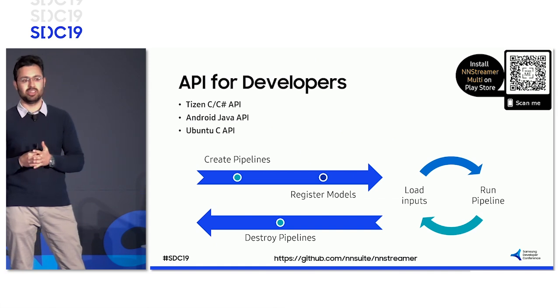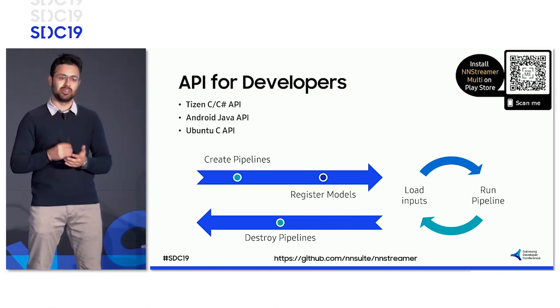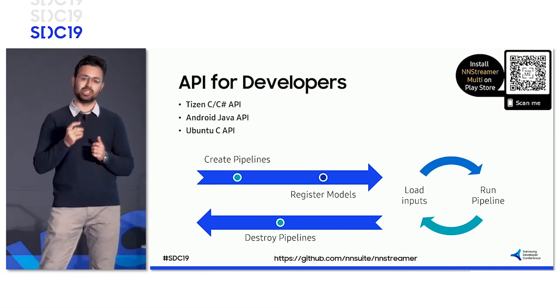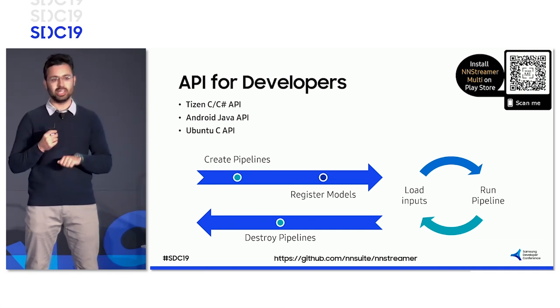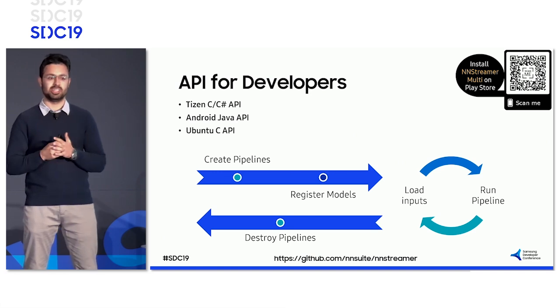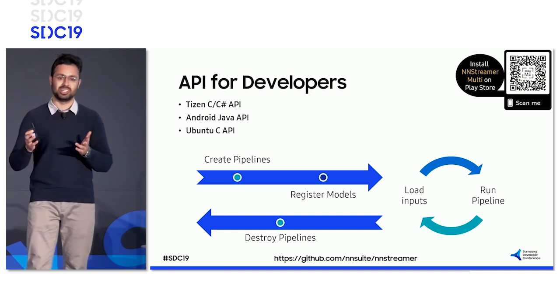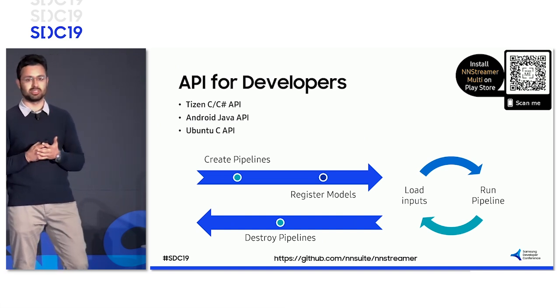Apart from this API, we also provide a more detailed API where you can handle each element. You can get a handle for each of the elements in the pipeline. You can access what data they are processing, how the data is being flowed. You can manipulate the pipeline and do a lot of things. This is the API provided by NNStreamer.